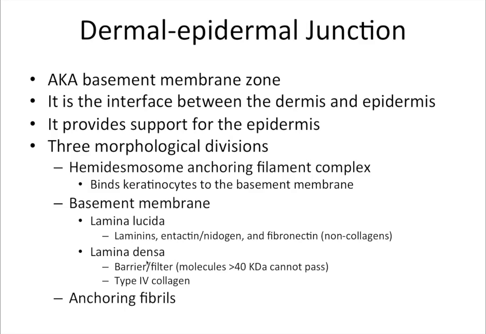The lamina densa actually carries out a really important function as a barrier, and it filters larger molecules, and anything greater than 40 kilodaltons cannot pass through this zone. Also in the lamina densa, unlike the lamina lucida, which has non-collagen proteins, we have type 4 collagen present, and that's really important for skin structure. And then again, this third morphological division, the anchoring fibrils, and you'll see an image of that shortly.